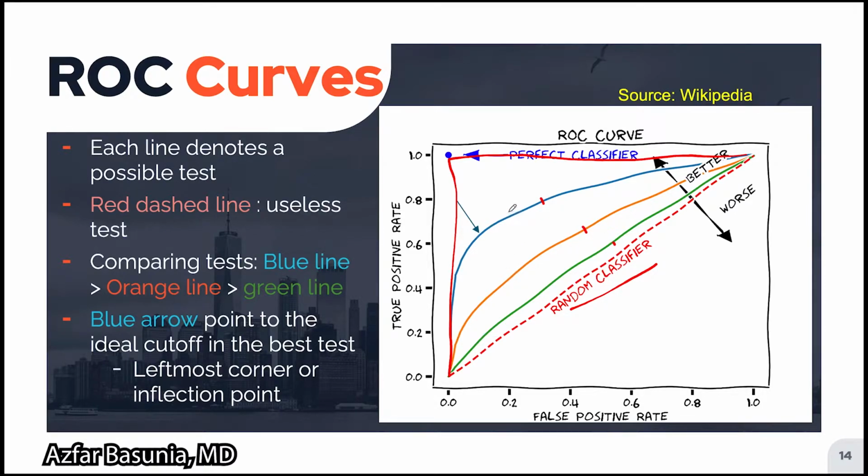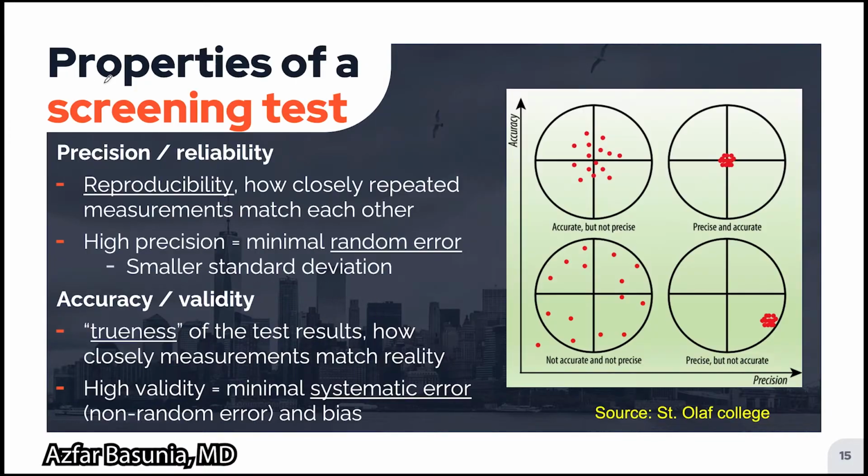So in this case, the blue line represents the best test because it is the closest to the ideal ROC curve. The closer the ROC curve is to the diagonal line or the random classifier, the worse the test is. So in this case, the green line represents the worst test because it is closest to the random classifier. The blue arrow here represents the ideal cutoff in the best test. This is usually the leftmost corner or the inflection point, because this is the point where we are maximizing both the sensitivity and specificity.